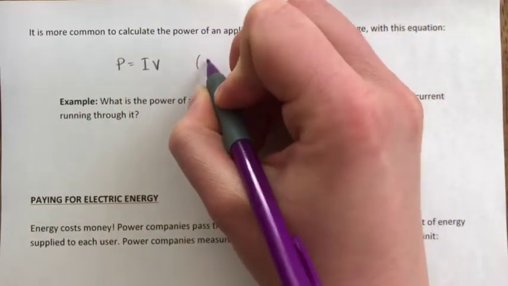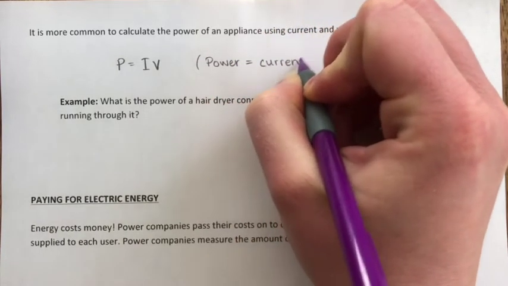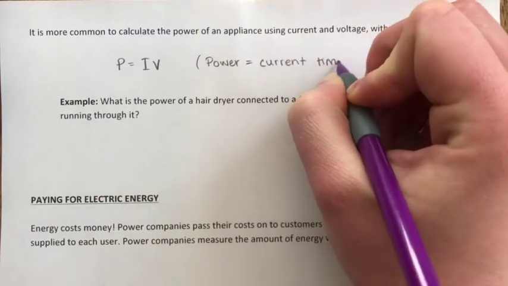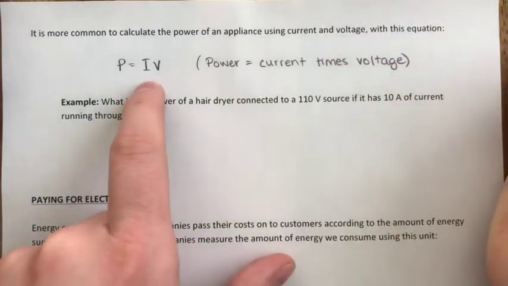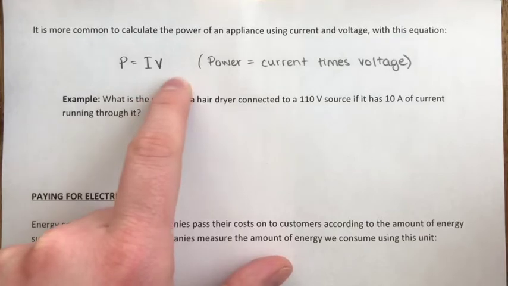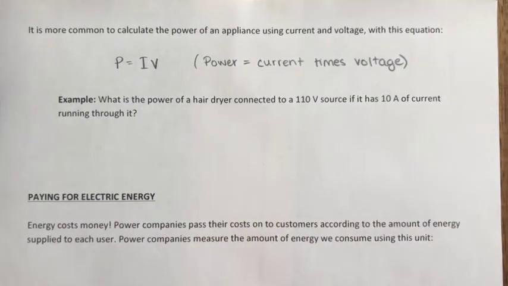So that says power is equal to current times voltage. All right, we know that I is the symbol for current and V is the symbol for voltage. Okay, so that's the other way that we can calculate our power.